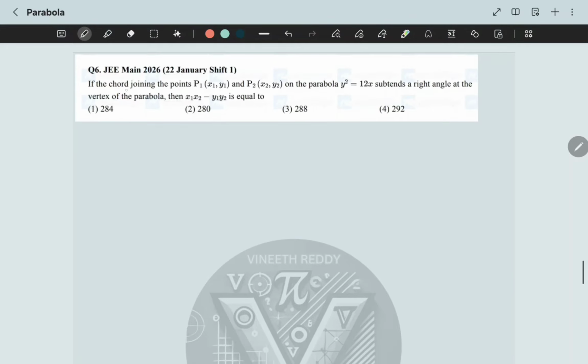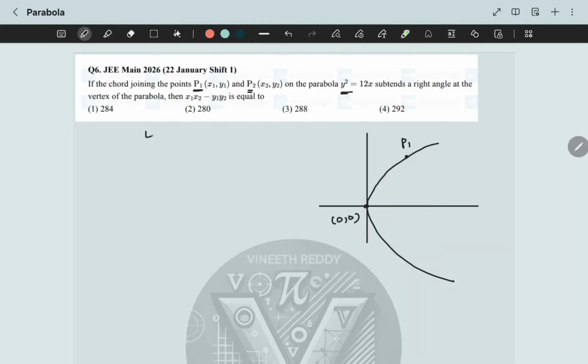Next question. He says, if the chord joining the points P1 and P2 on the parabola subtends a right angle at the vertex of the parabola. It subtends a right angle at the vertex of the parabola, so the vertex is 0, 0. Now point P1, instead of x1, y1, let me take it as t1 and t2. That means 4a equals 12, a equals 3. Yeah, so a is 3.